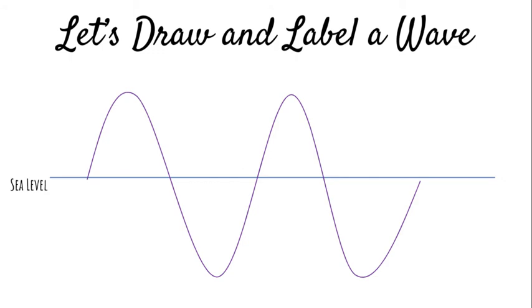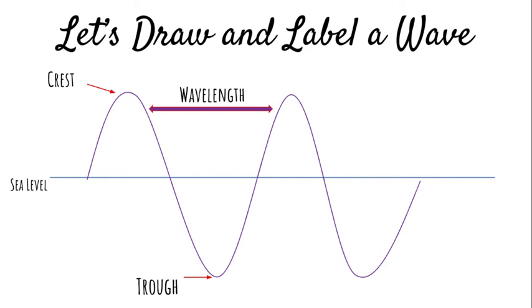Then we'll add in our wave foundation. The highest point is the crest. The lowest point is the trough. The horizontal distance between adjacent waves is wavelength. And we have wave height, which is the vertical length between crest and trough of a wave.